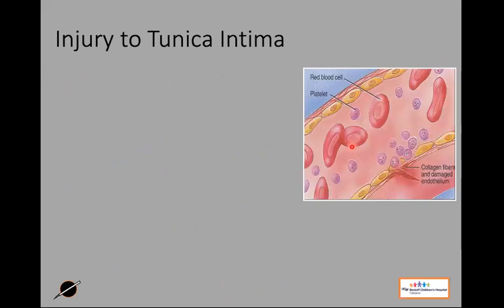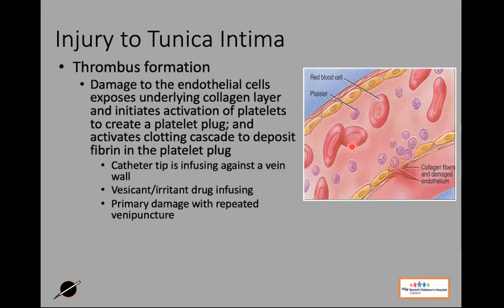So injury to that endothelial layer is where we're going to get our clot formation. It's going to start that cascade. Anytime we access a vein where there's a chance we're going to introduce a thrombus formation, it's something to keep on our radar, something we can watch for, and we can actually see with our ultrasound machine.